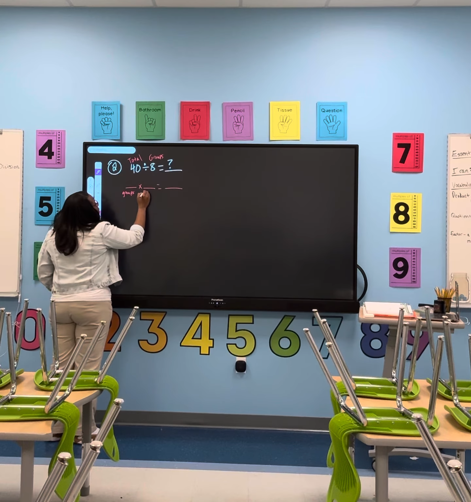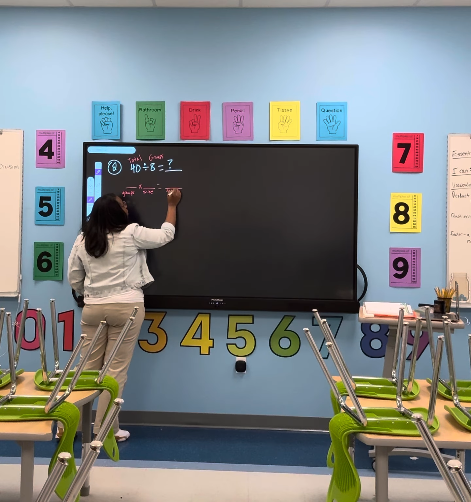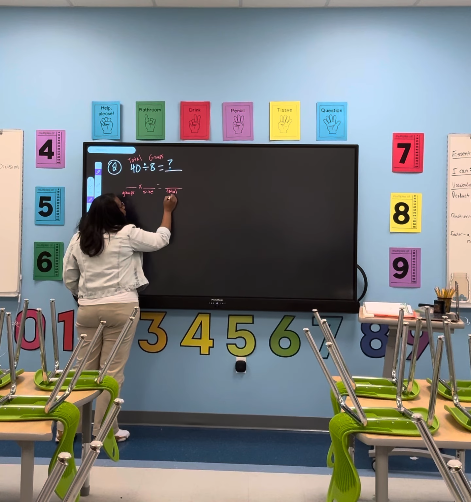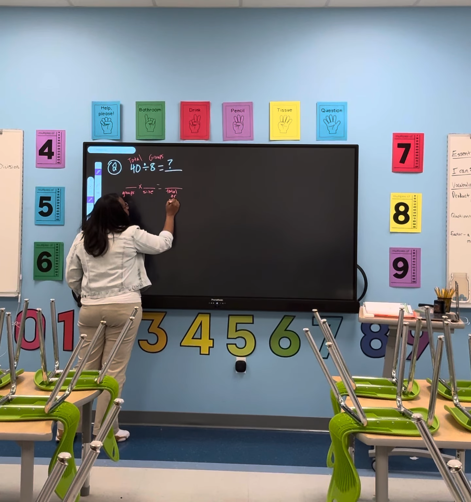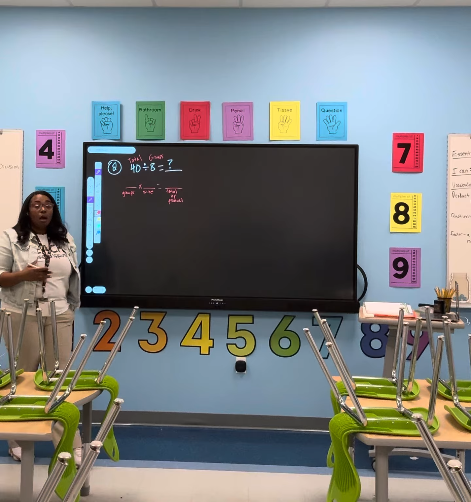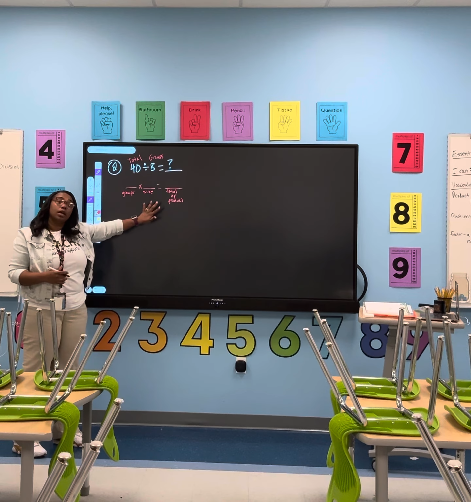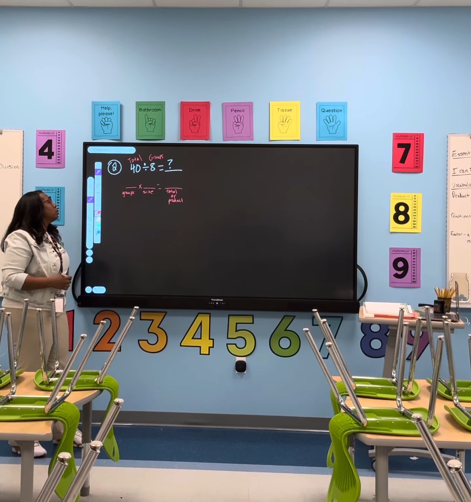The second one will be my size, and then the last one will be my total, or if we want to use our vocabulary word, we can also say the product. Now, all I have to do is take my numbers from my division equation and put them where they go in my multiplication equation. So that's what I'm going to do.